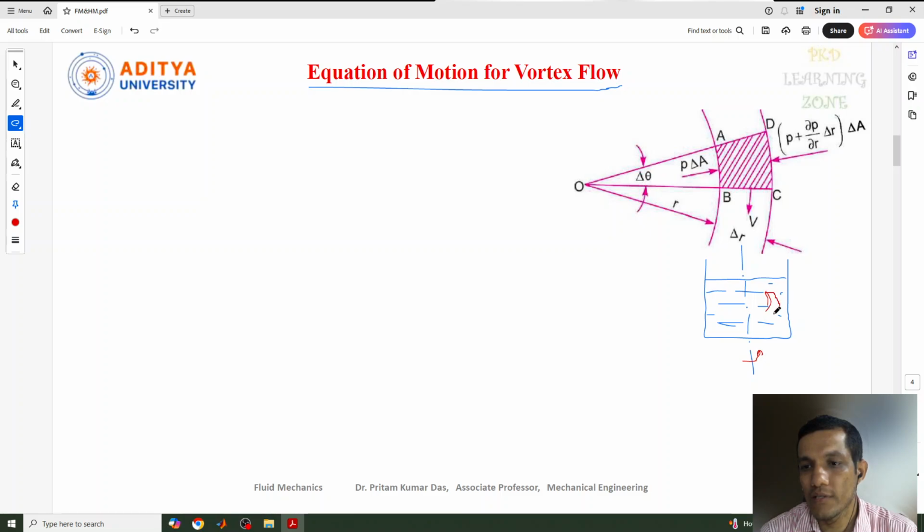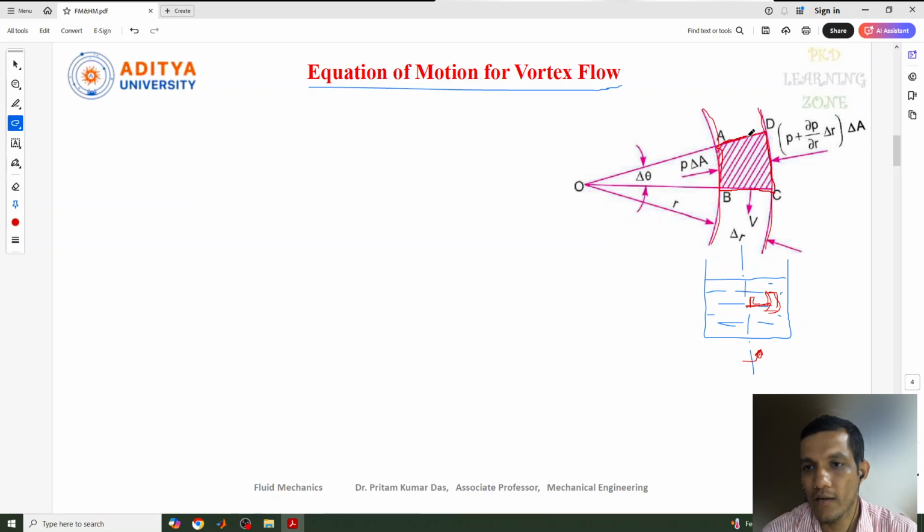Suppose this is the fluid element in this container, and the distance from the center line of the fluid to this fluid element is a radius r. This is the fluid element we have taken when it started rotation, and the same thing is considered here. The fluid element is rotating in this path. The fluid element is this one, A, B, C, D.